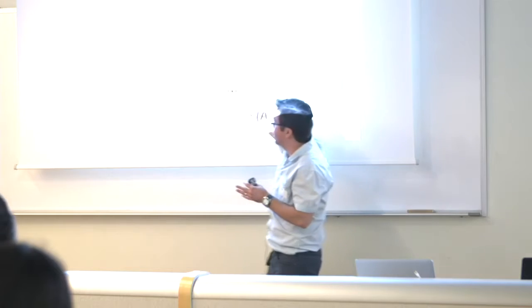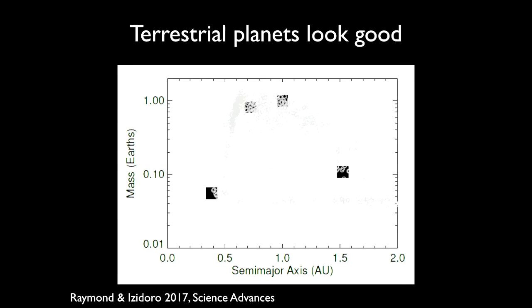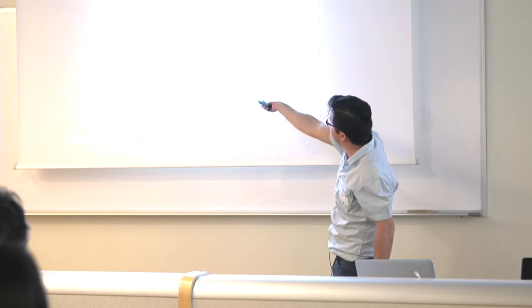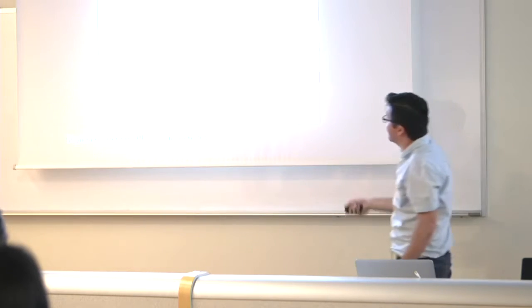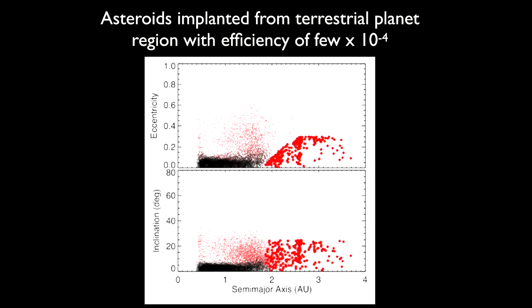If you compare the kind of terrestrial planets that we get in this kind of model, that's what we have. Again, the squares are the terrestrial planets, and the circles are the simulated ones. So we can match the four terrestrial planets quite well in this model. And in terms of eccentricity and inclination distribution, that's what we have.